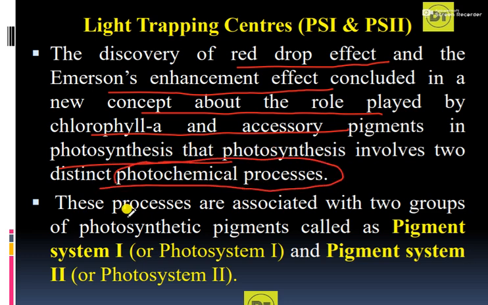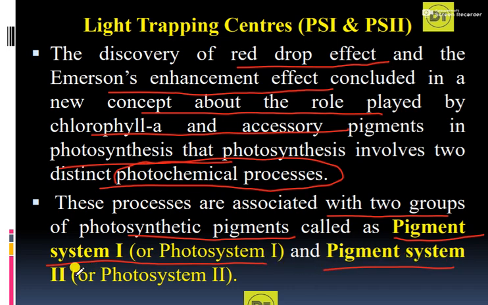Okay, and each process is associated with two groups of photosynthetic pigments. Clear? Photosynthesis has two photochemical processes, and each of the processes is associated with a group of photosynthetic pigments. The two groups are known as pigment system 1 or photosystem 1, and the second group is called pigment system 2 or photosystem 2.